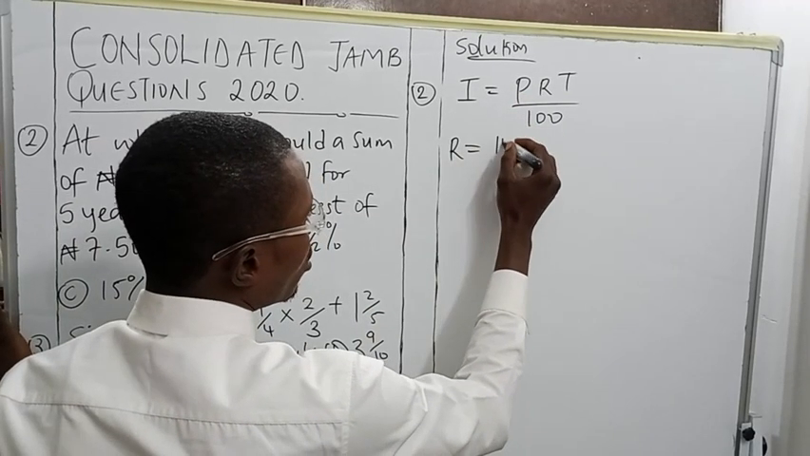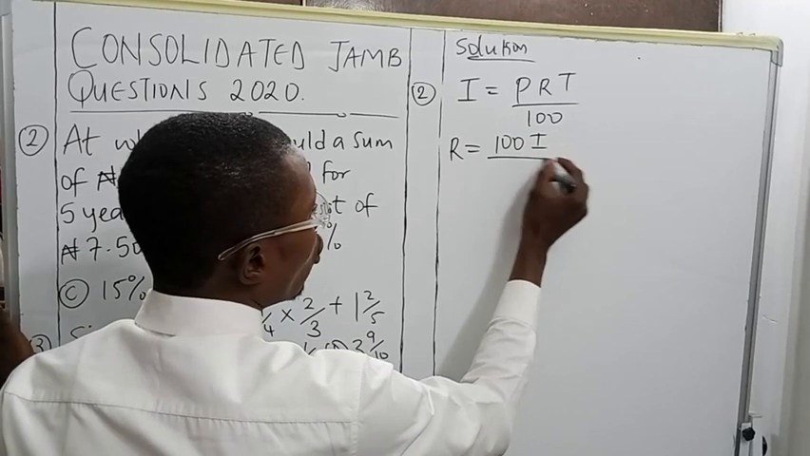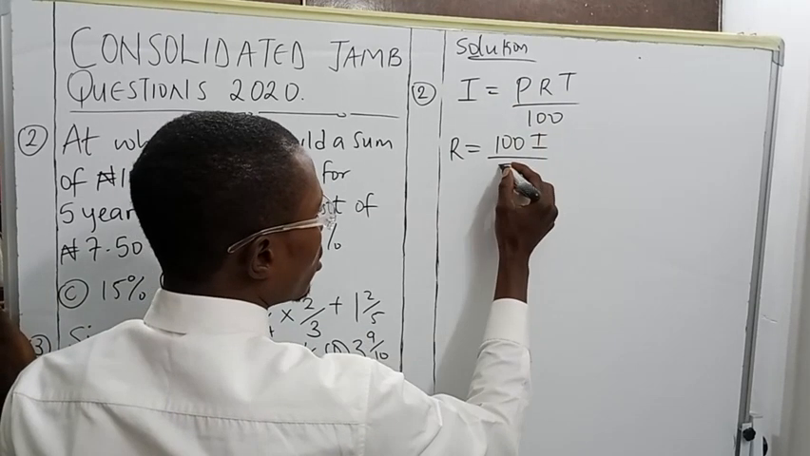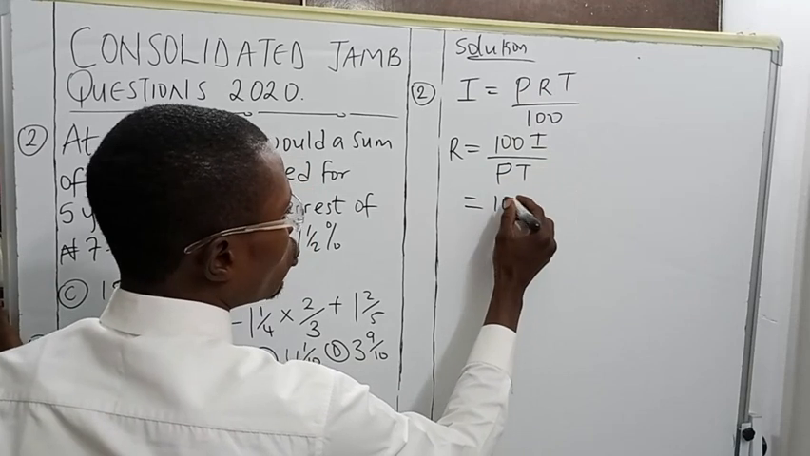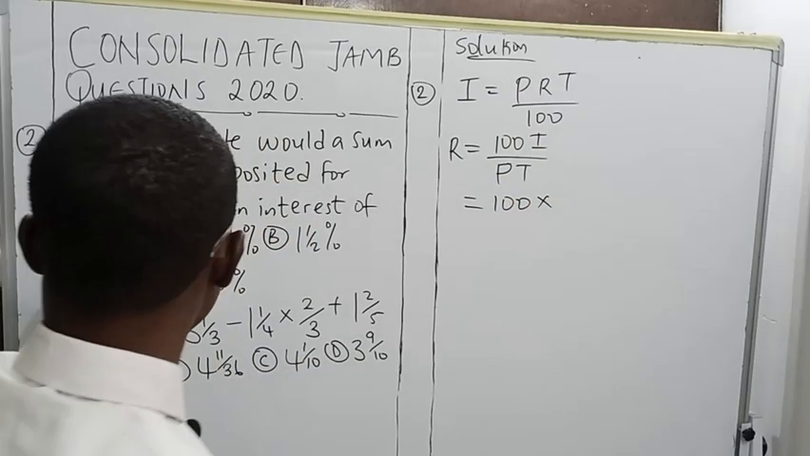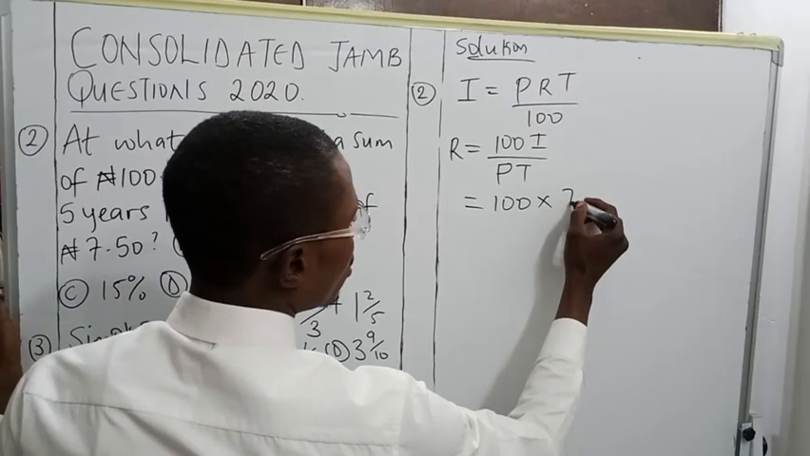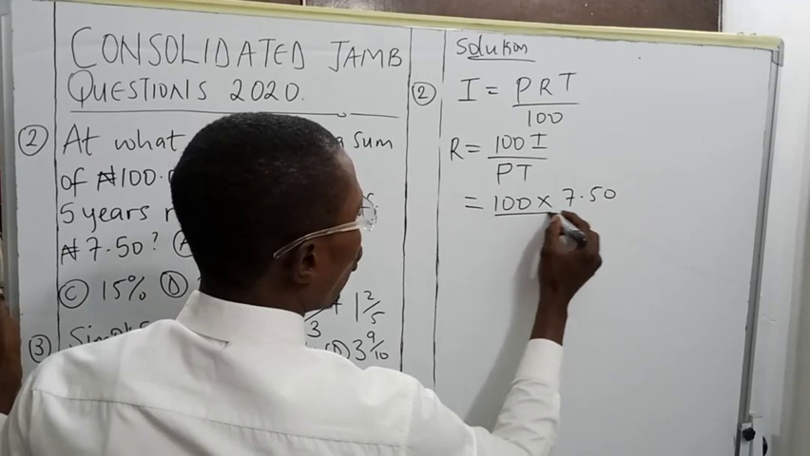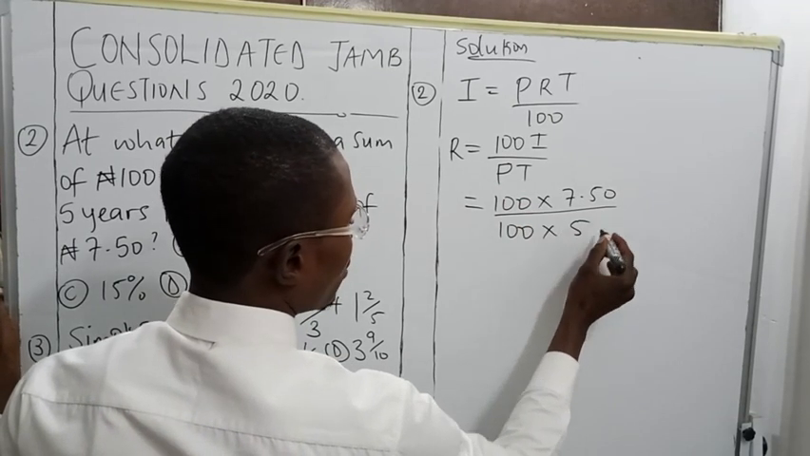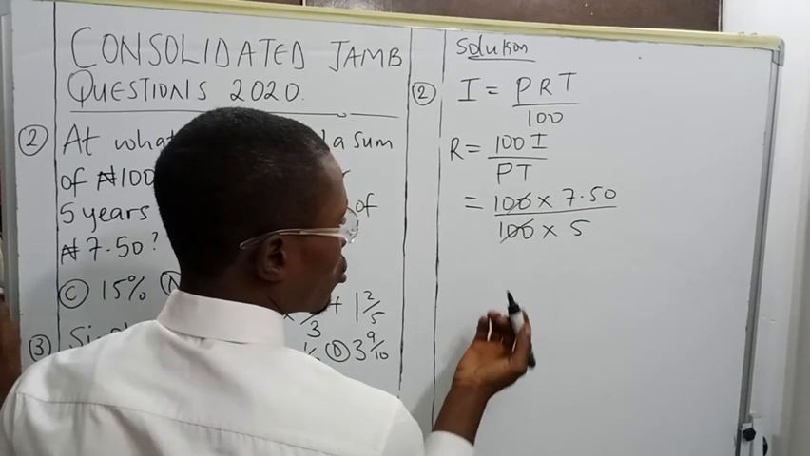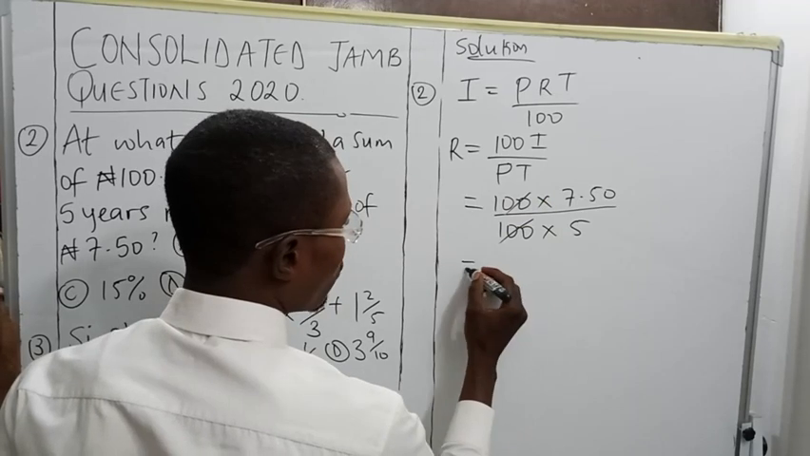So if you make rate subject to the formula here, you're going to have rate equals 100 times the interest over principal times time. And this will give us 100 times interest, which is 7 naira 50 kobo, 7.50, over principal, which is 100 naira, times time, which is 5. Okay, 100 can cancel out 100 here.